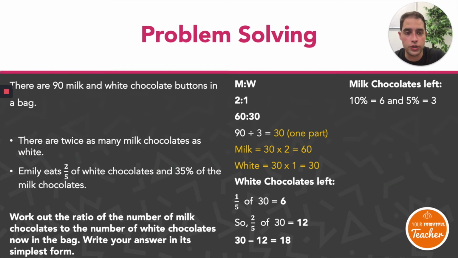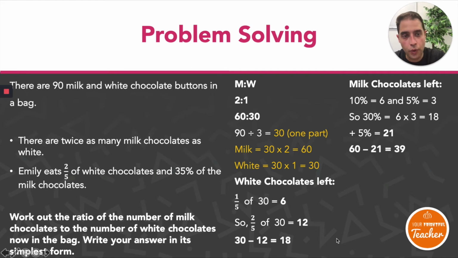What about milk chocolates? 35% is what they've given us. Again, I like to work out the 10% and the 5% and sometimes the 1%, and then I add them all together. So if I know that 10% is 6, 30% is 6 times 3, which is 18, plus the 5 gives me the answer of 21. So 35% equals 21. And I want to know what's left. So 60 minus 21 gives me 39. So 39 milk chocolates are left.